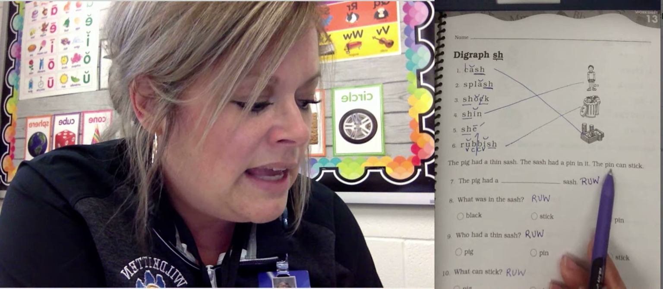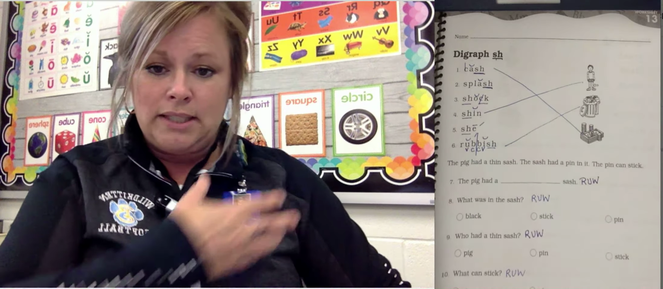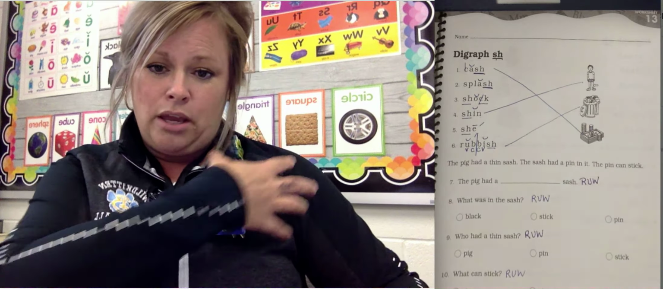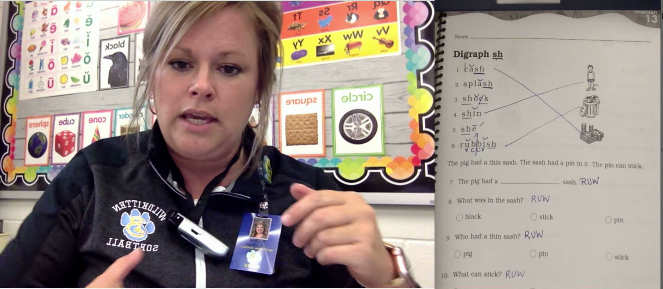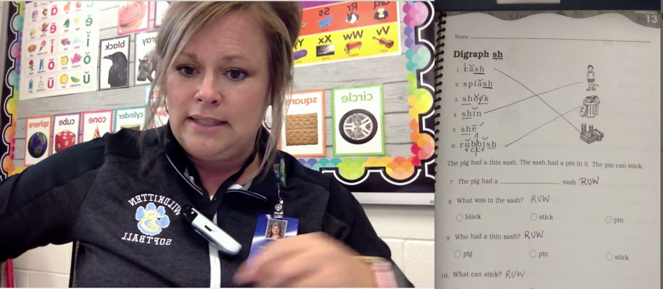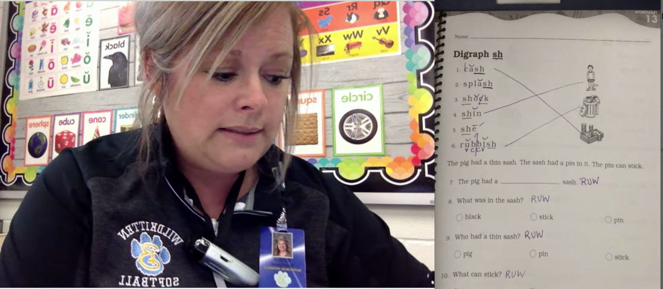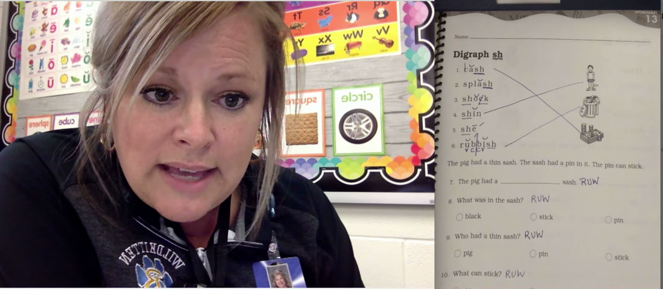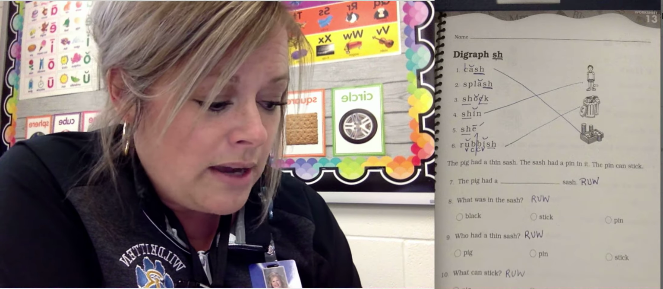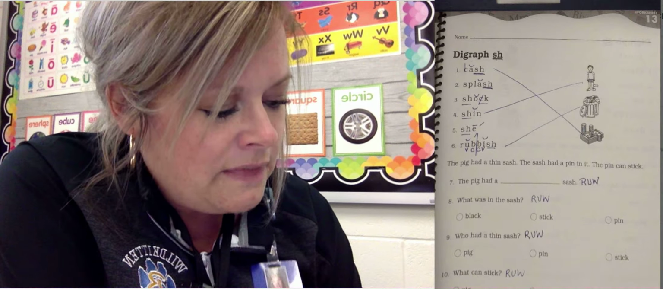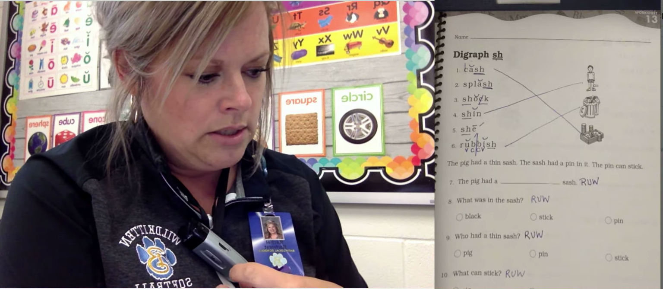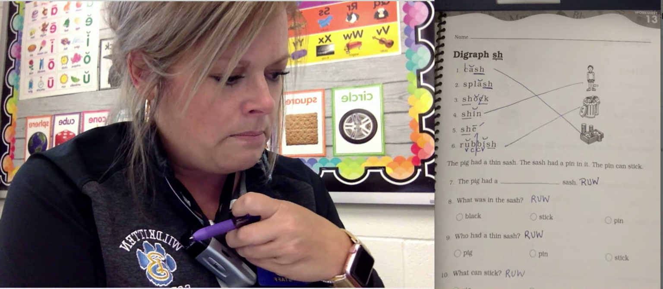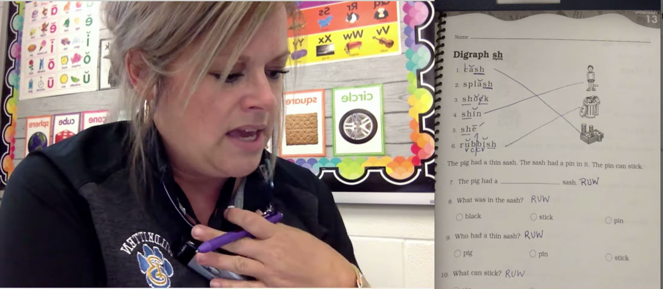The pin can stick. A sash kind of goes across. Maybe if you were at the fair, there's like the beef queen. I don't know too much about all that stuff. The pork queen and king, and they have a sash across them, and sometimes maybe they even pin it in place. So I'm looking at that story, and I might even read it again just to make sure I understand it. The pig had a thin sash. Well, this is a silly story. Thin sash. The sash had a pin in it, and the pin can stick. Might poke you, I guess.